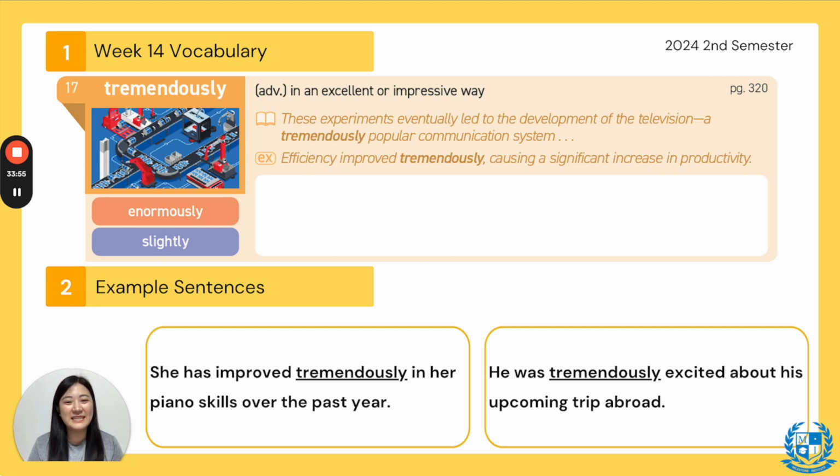The next one, it says, he was tremendously excited about his upcoming trip abroad. Abroad means to go away on an international flight. So he was super, super, super excited, tremendously.